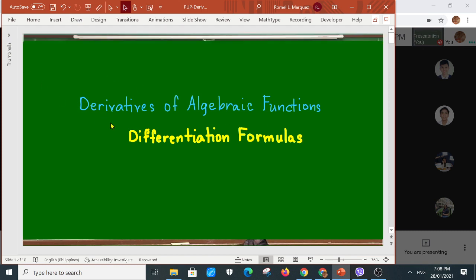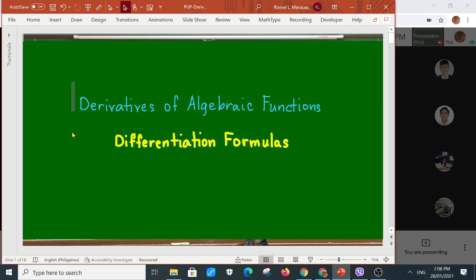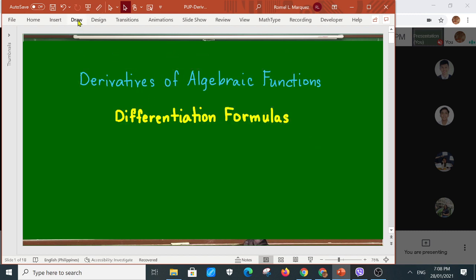Okay, guys? And in particular, we're going to have the following. Differentiation rules. So we have differentiation rules that we are going to apply in finding the derivatives of algebraic functions. Differentiation rules, or these are formulas actually, no?